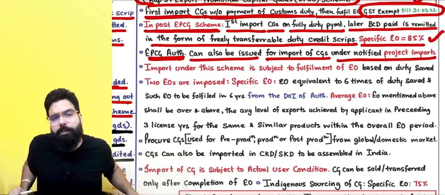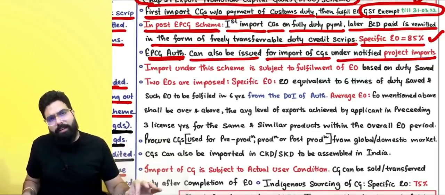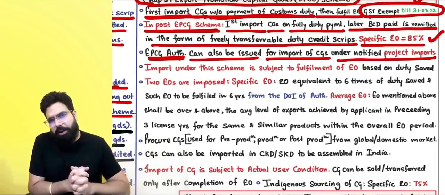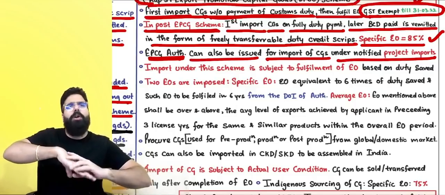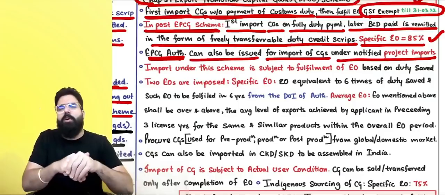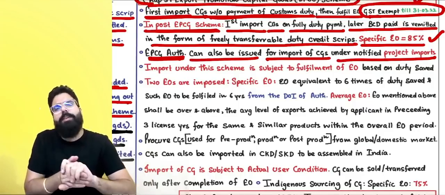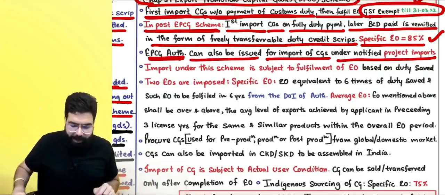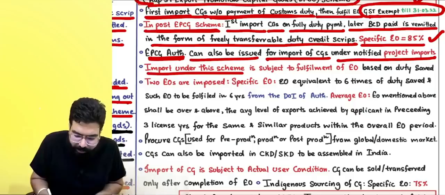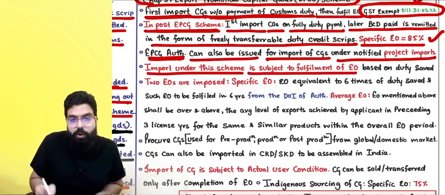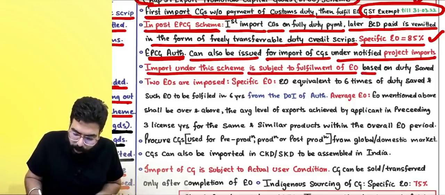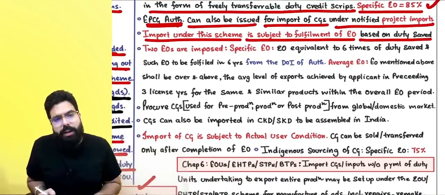Next, sir, EPCG authorization can be issued for import of capital goods and notified project import. In project import cases, EPCG authorizations are given. Sir, we are going to make a metro project in India. Allow us to import machinery, if they say so, then the government can allow it without payment of duty. Then imports under this scheme are subject to fulfillment of export obligation, which is based on the duty saved.